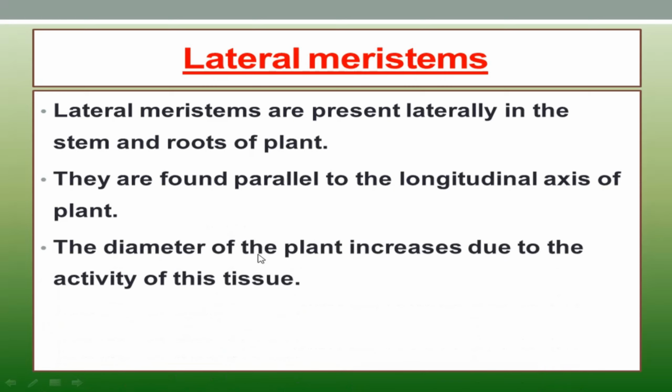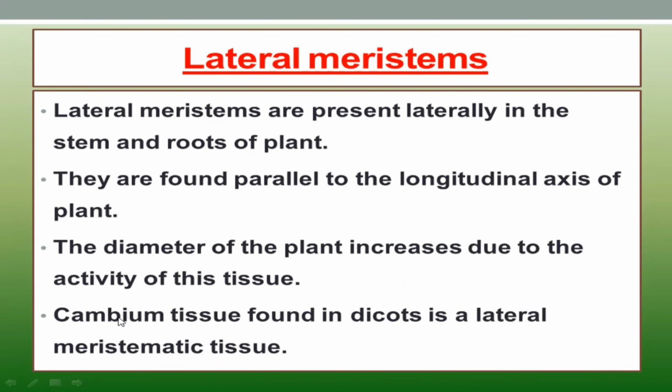The diameter of the plant increases due to the activity of this tissue. The function of the lateral meristem is to increase the diameter of the plant. Cambium tissue found in dicots is a lateral meristematic tissue.